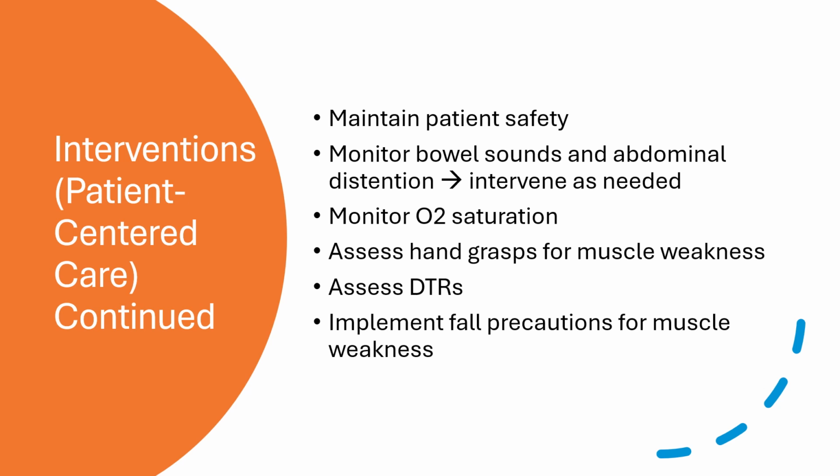You want to watch your patient's safety, monitor their bowel signs and abdominal distension, and intervene if needed. You want to monitor their O2 sat, assess their hand grips for muscle weakness, because once again, potassium affects the muscle. So you want to make sure that you're watching these patients for any changes in muscle strength. So assess your deep tendon reflexes and implement precautions if they're having a lot of weakness associated with these muscles.